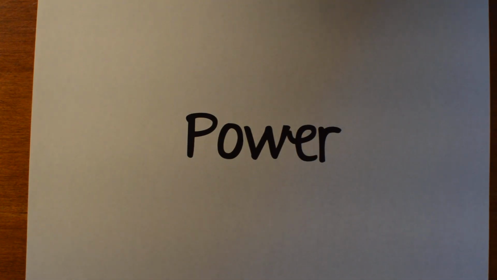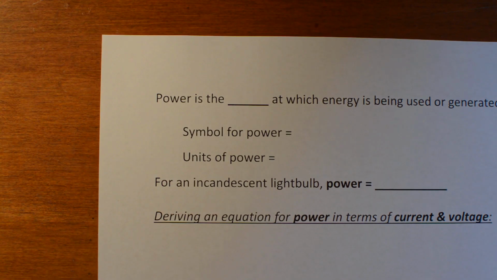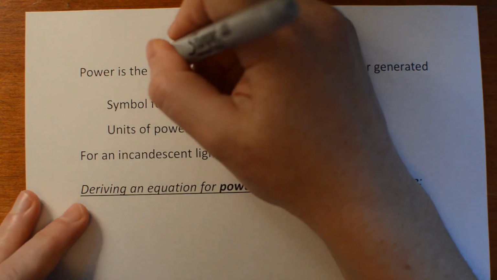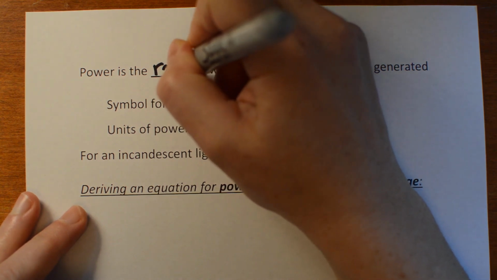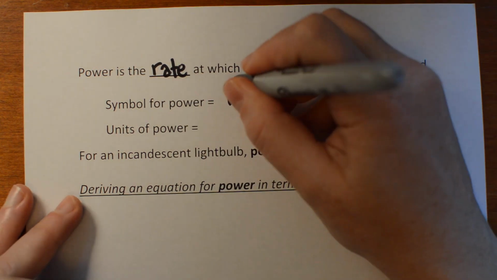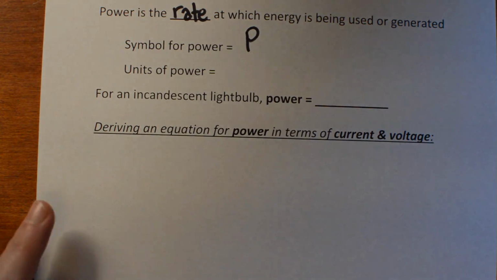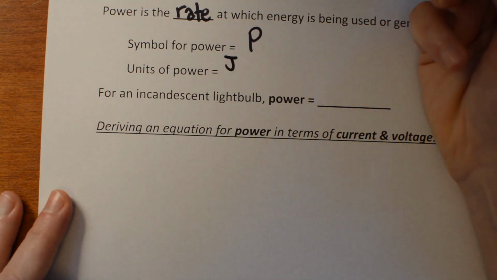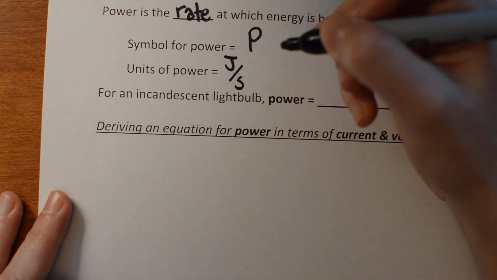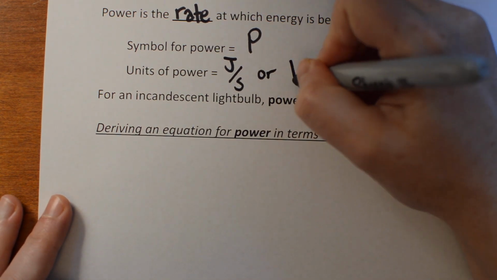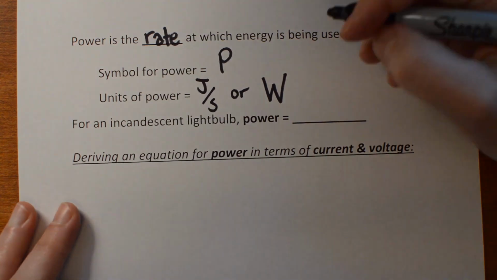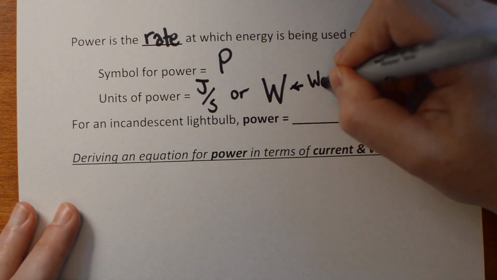So in this video, we're going to be applying the concept of power specifically to electrical power. In general, power is the rate at which energy is being used or generated. The symbol for power is capital P, and the units, it's a rate of change of energy with time, so it's joules, unit of energy, divided by seconds. Or we simplify that to just capital W, which stands for watts. So that's watts there.